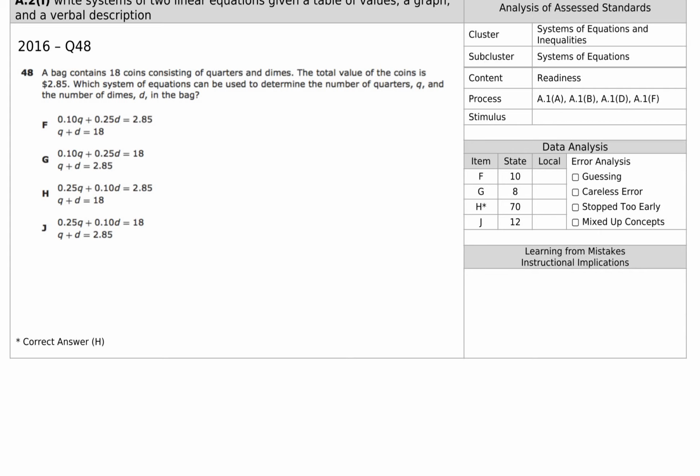We've got a bag that contains 18 coins consisting of quarters and dimes. So the total is 18, equal to 18. And it consists of two different types, quarters and dimes. The number of quarters we have plus the number of dimes we have is equal to 18 total. So that's the first type of sentence, just working with totals.